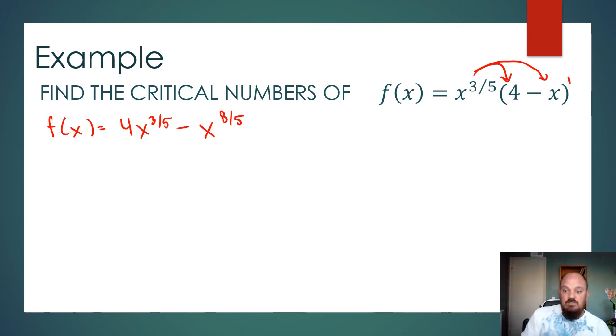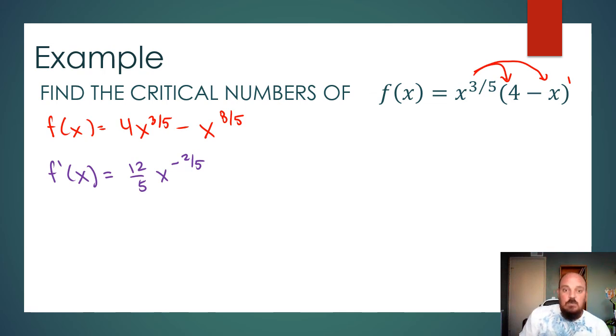To find the derivative now I'm going to do f prime. Now instead of having to do product rule, I can just do power rule twice. So for the first one, I multiplied by the exponent. 3/5 times 4 would be 12 over 5. And then I subtract 1 from the exponent. 3/5 minus 1, or 3/5 minus 5 over 5, would be negative 2/5.